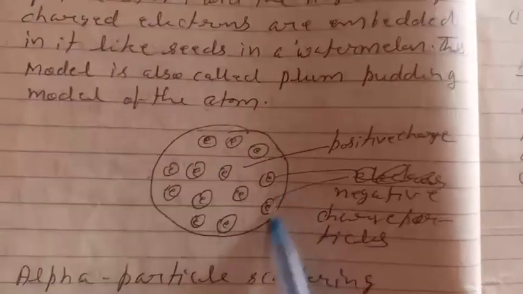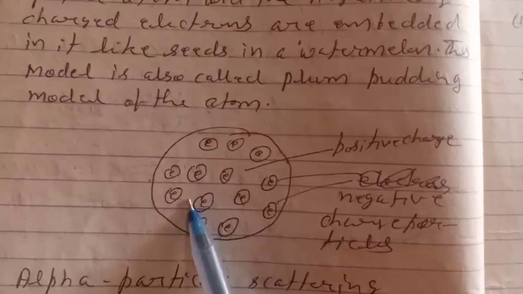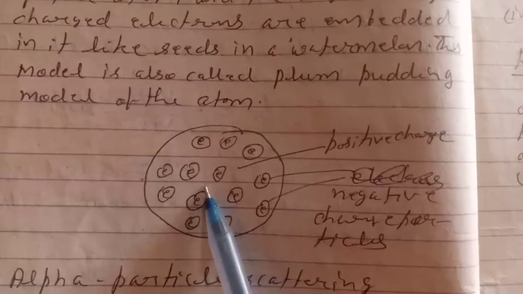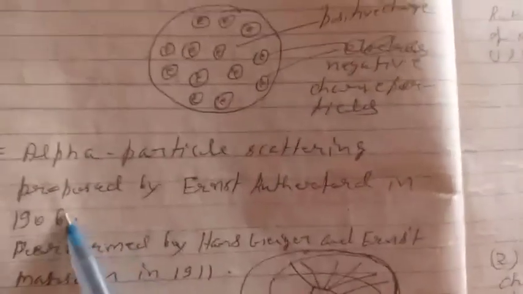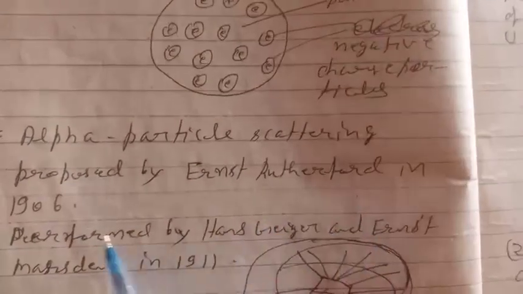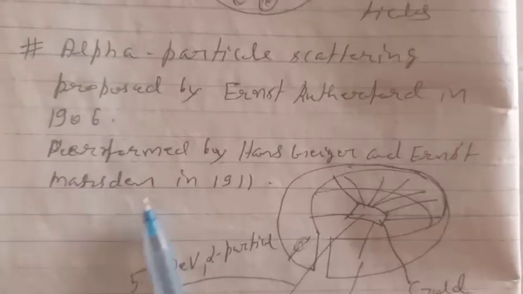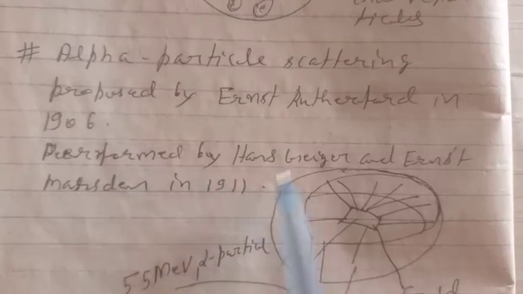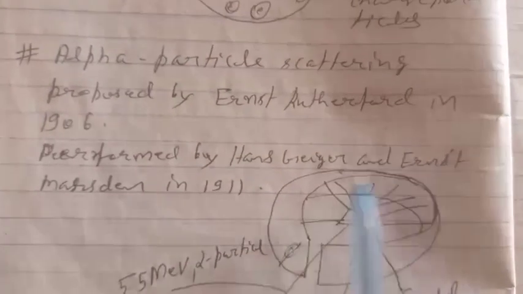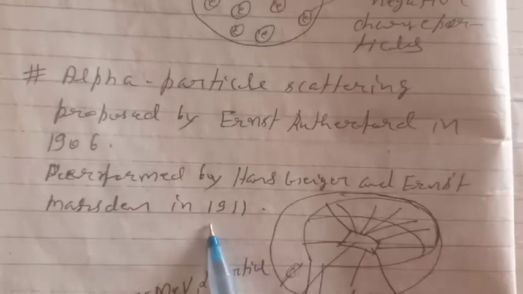Negatively charged particles are embedded in the positive charge. Now, alpha particle scattering was proposed by Thomson and Rutherford in 1906. This experiment was performed by Hans Geiger and Ernest Marsden in 1911.